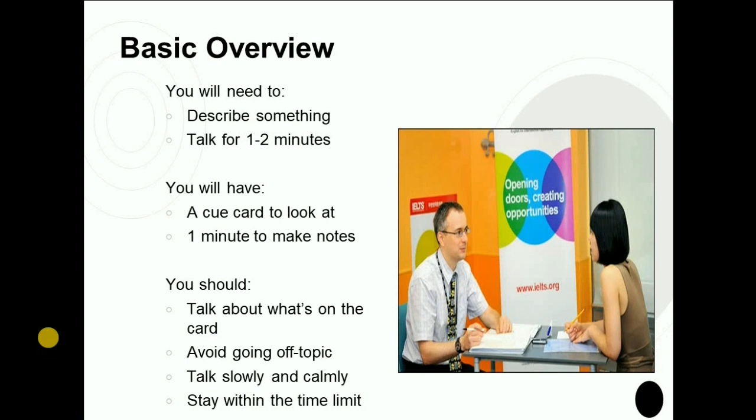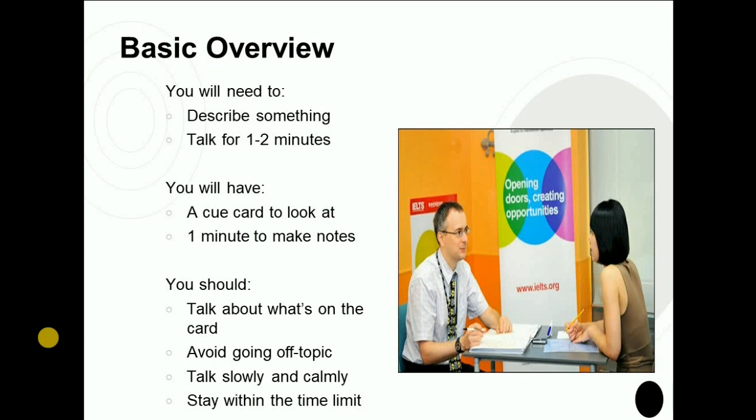You will be given a cue card. This is a piece of paper with some writing on it. And you have 1 minute to look at the card, and if you want, you can make some notes. You need to talk about what's on the card. You should in fact talk about everything that's on the card, and you should avoid going off topic.